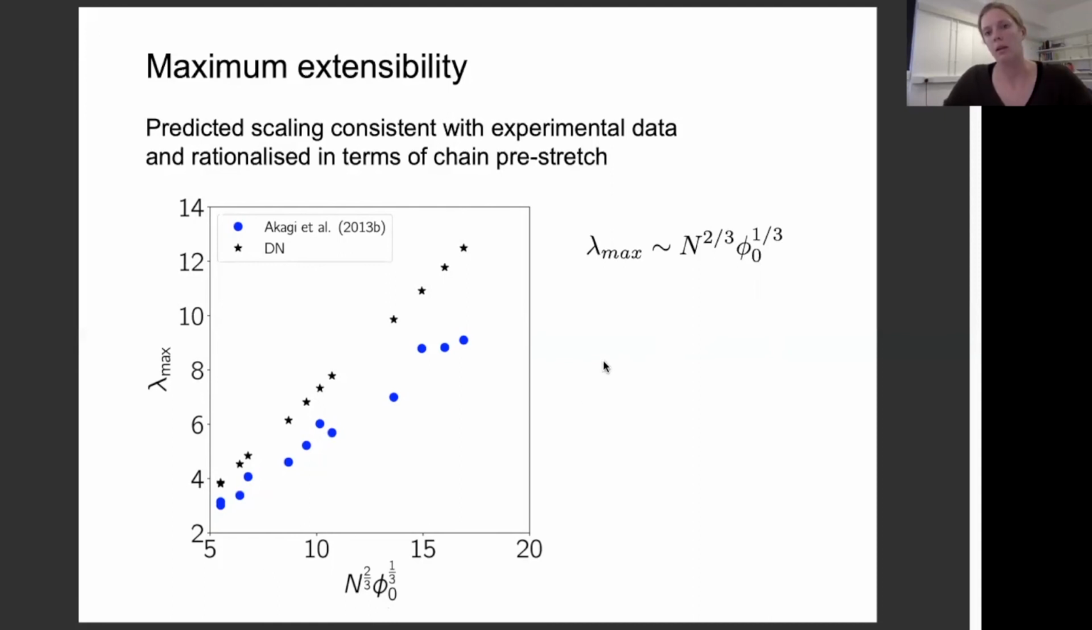And here the point I really want to reiterate is that this scaling we find in the experiment and in the model is not the same scaling you would get from classical rubber elasticity theory, because in the classical models, you would find a square root of n here and no dependence on volume fraction or density whatsoever. But these different exponents, at least in the model, are directly related to this pre-stretch effect again. The fact that depending on molecular weight, depending on density, you have chains that are more or less pre-stretched initially, and that has a big impact on the maximum extensibility you can reach.